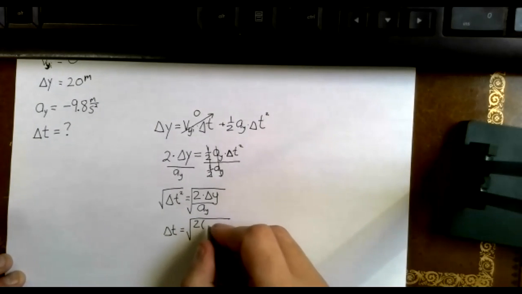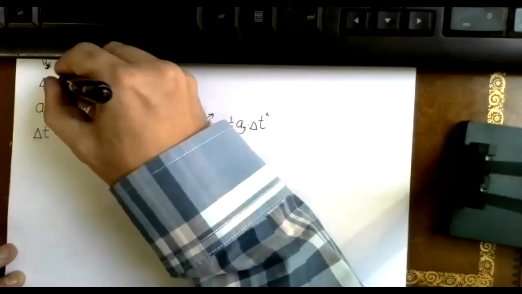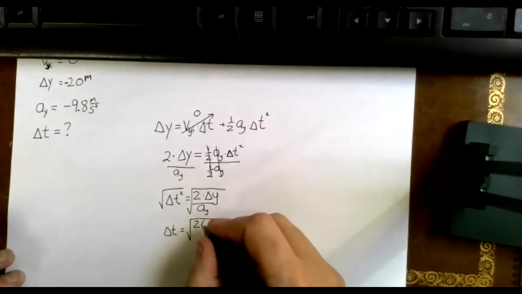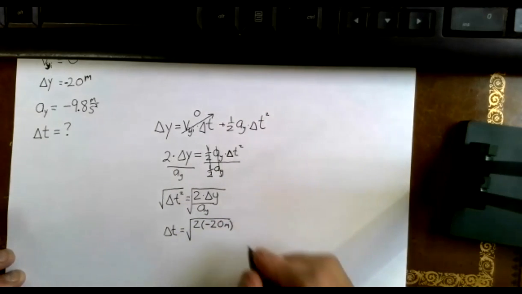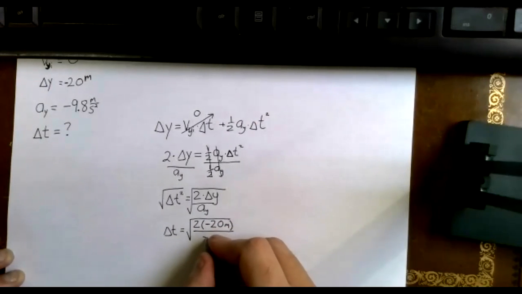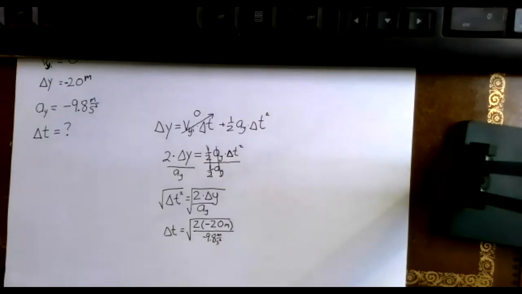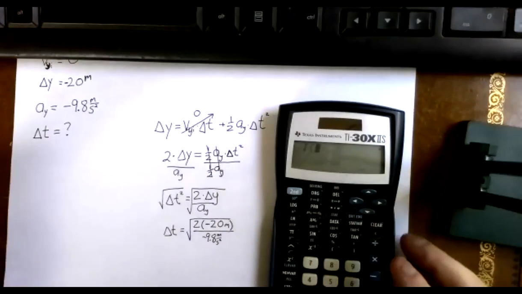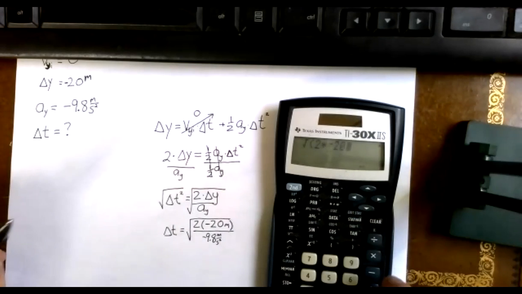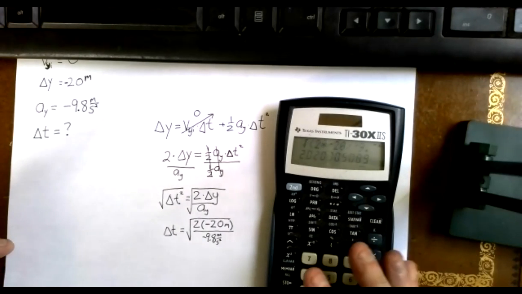I have 2 times 20 meters. Really, the delta y, again, should be -20. I should have mentioned that before, right? Because it's falling downwards. It's moving downwards, so it's got a negative delta y. So 2 times -20 meters over -9.8 meters per second squared. And I'll have to square root that whole thing. So let's see, square root. I've got 2 times -20 divided by -9.8. And it gives me 2.02.